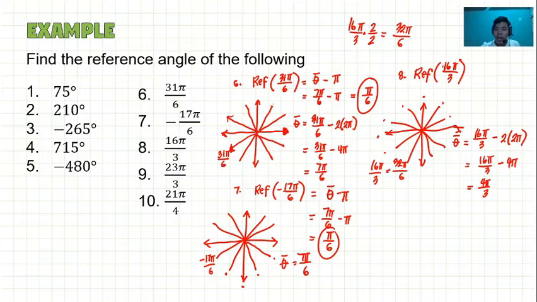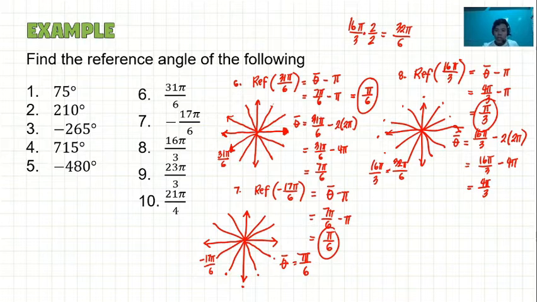Okay? So applying the formula, since the angle is in quadrant 3, we will have this formula, theta bar minus pi, right? So in this case, we will now have 4 pi over 3 minus pi, and that is equal to 4 pi minus 3 times pi, that is 3 pi. So 4 pi minus 3 pi is just pi over 3. So this is now the reference angle.